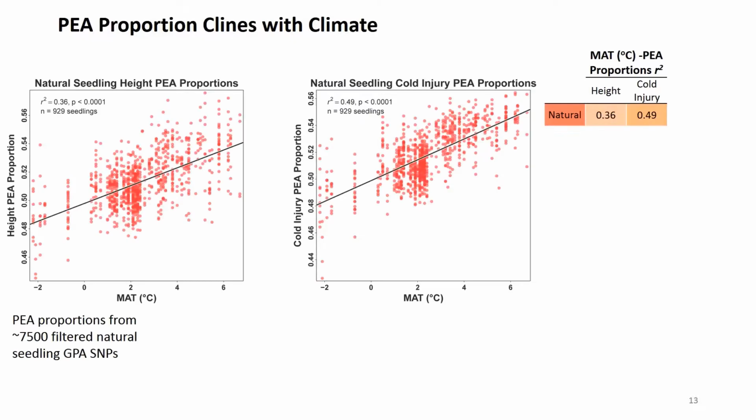Now, using the PEA proportions, I can also associate them with climate and show that the relationships between PEA proportions and climate are moderately strong, and again, stronger for cold injury than they are for height. It probably reflects the fact that cold injury is the strongest adaptive trait we know of in this species, in this part of the range.